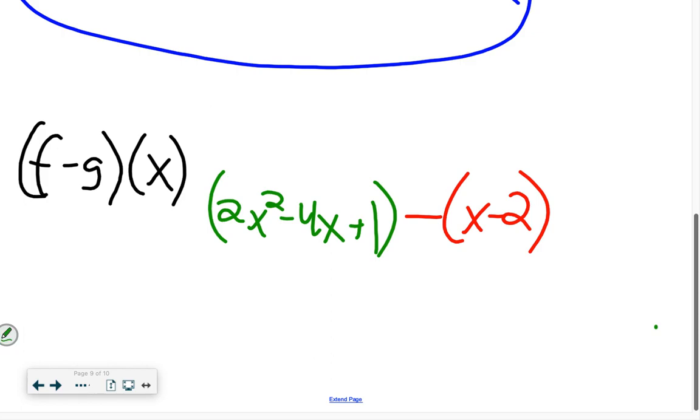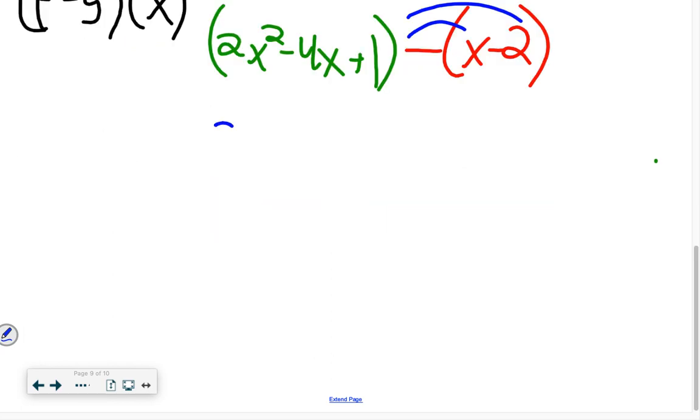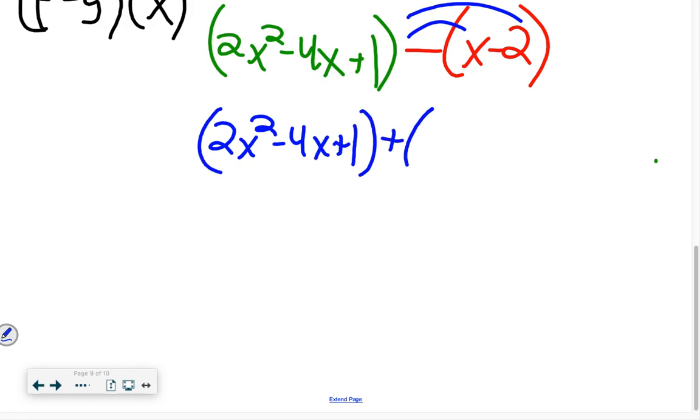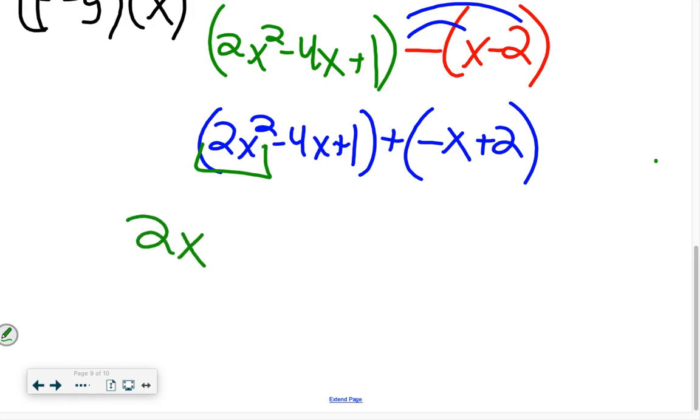And so we have to distribute the negative if we're subtracting. So if I rewrite everything out, I have 2x squared minus 4x plus 1. Now we got rid of that minus, so it's a plus now. If you distribute, -1 times x, negative times -2 is a +2. And now we just combine like terms. The x squared term has no buddies. So we took care of 2x squared.